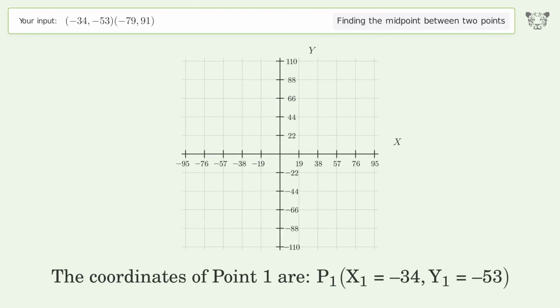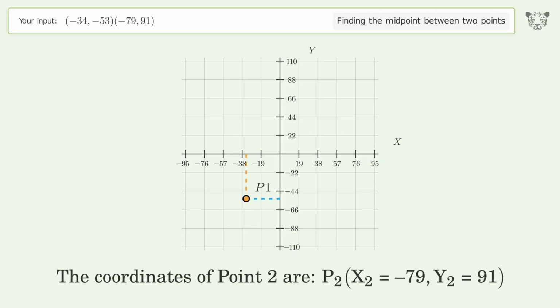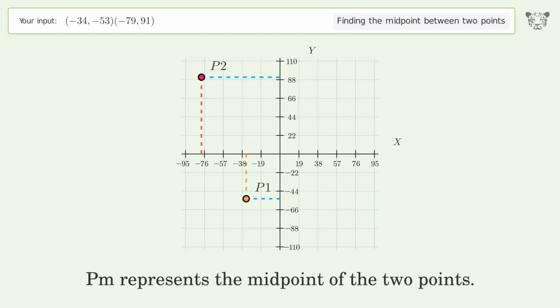The coordinates of point 1 are, x1 equals negative 34, y1 equals negative 53. The coordinates of point 2 are, x2 equals negative 79, y2 equals 91. PM represents the midpoint of the 2 points.